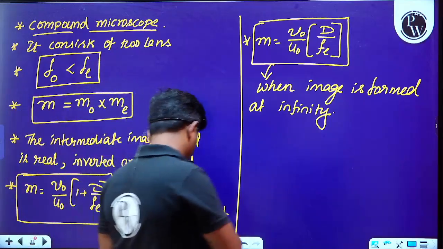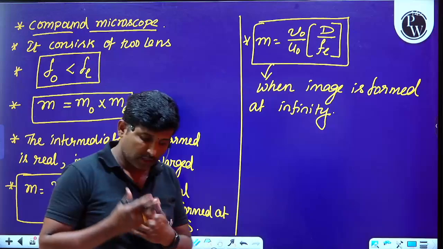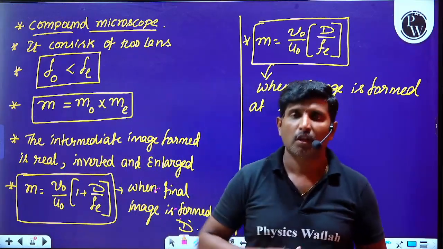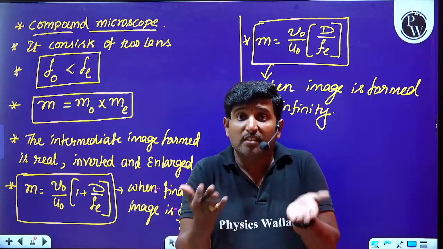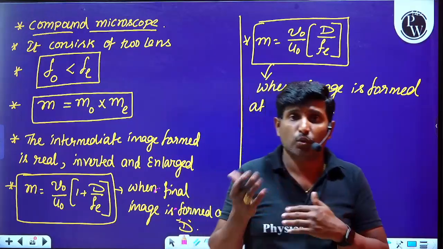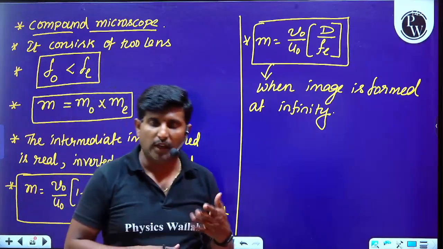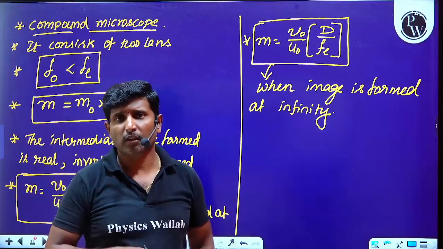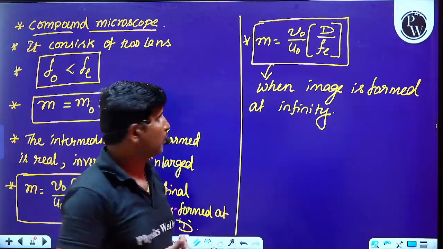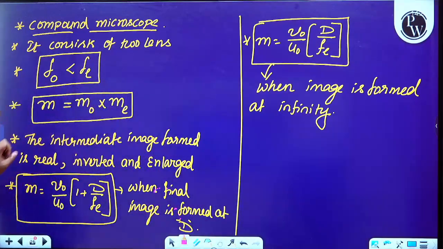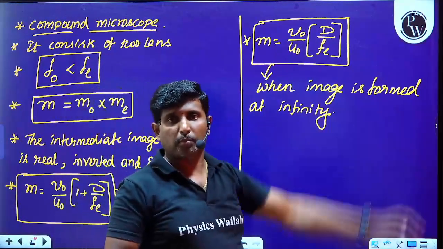I hope you understood this point clearly. In order to calculate the image distance, object distance, focal length of the objective or focal length of the eyepiece, we can apply the lens formula. What is the lens formula? 1 by f is equal to 1 by v minus 1 by u. Whenever we apply the lens formula, we can find whatever quantities we require. That is about the things we have to understand in case of the compound microscope.